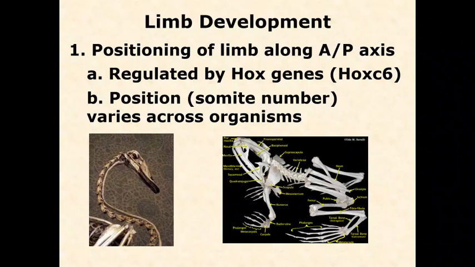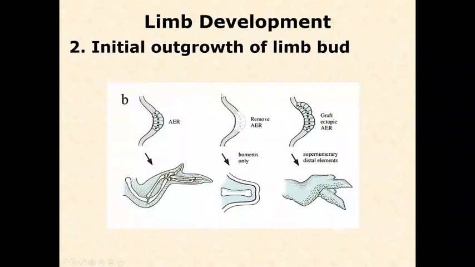Okay. So then once that's established, once we have established where the forelimbs are going to grow, which is Hox C6, once we have established where the hind limbs are going to grow, different Hox genes, but also Hox genes that establish where those hind limbs are, then we need to begin growing it. And we've already established this. We won't get into much.